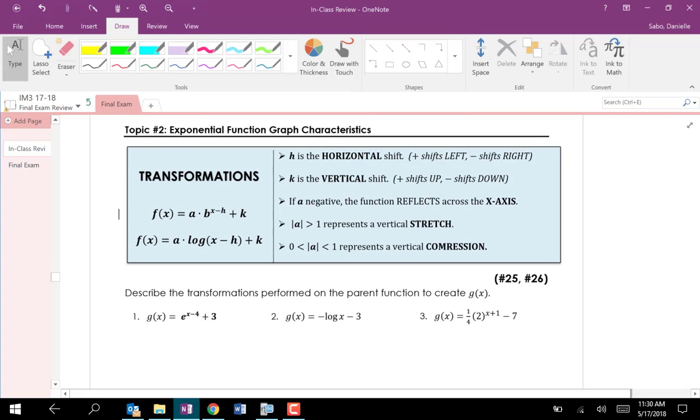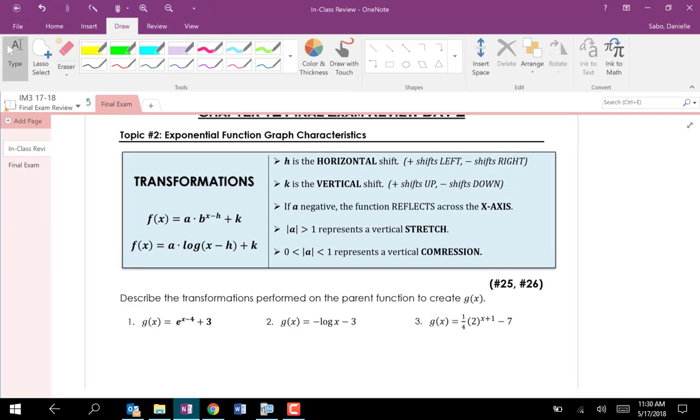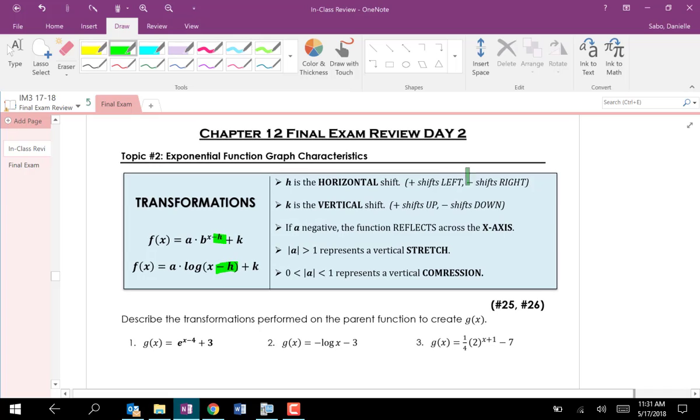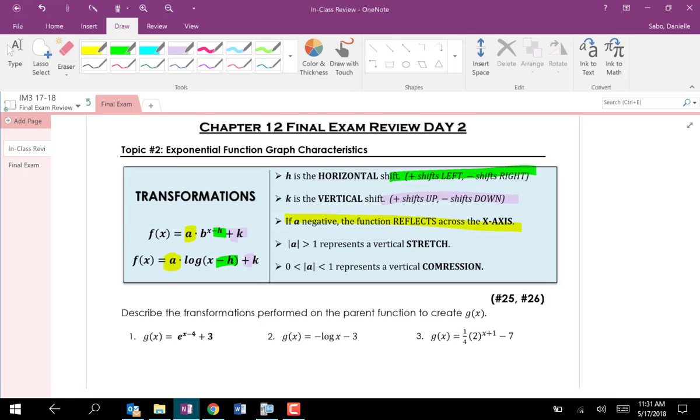So when we went left and right, remember that's your h value in green here. That h value was the left or right. That k value was up or down. The number all the way out in front tells you if you're reflecting or not. So those pieces correlate with that chart.